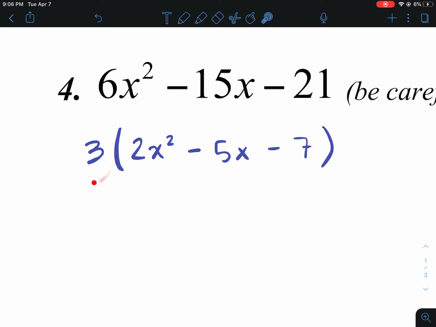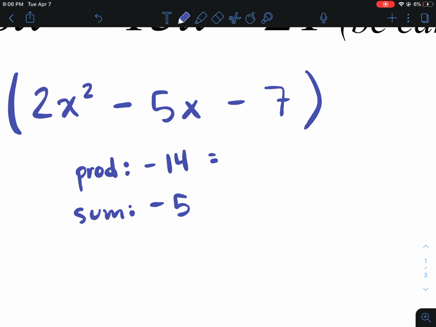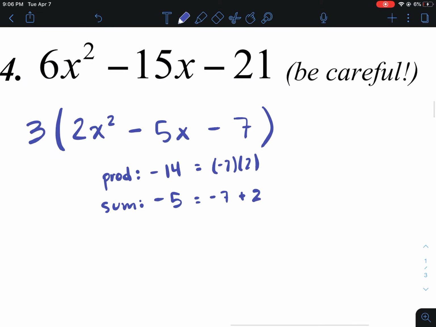So one thing is we can't forget about this 3, okay? He's right here. So 2x squared minus 5x minus 7. Now when we do the product of A times C, we get negative 14, and we want a sum of negative 5. So much better than dealing with negative 126 and negative 15, right? Here we want negative 7 times 2, because negative 7 plus 2 is going to give us that negative 5. Okay? It all works out.